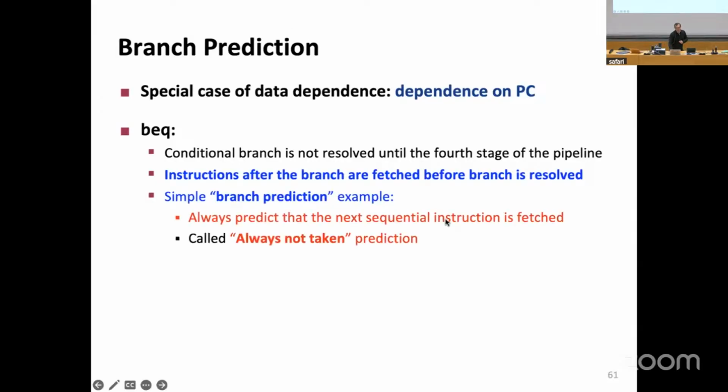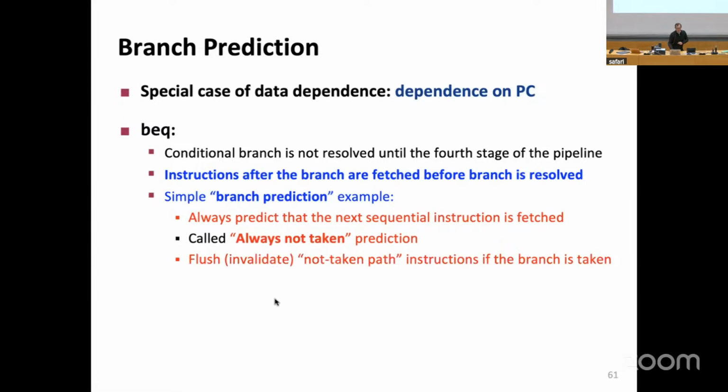You always predict that the next sequential instruction is fetched. It's also called always not taken prediction. If you are wrong, you flush the not taken path instructions if the branch is taken. Basically, you figure out whether or not the branch is taken when the branch executes, and you actually determine the condition. If the branch is actually taken, you flush all of the instructions. Flush means clearing all of those registers.